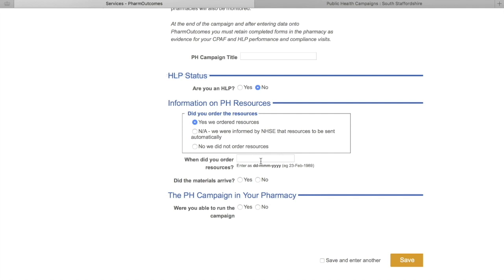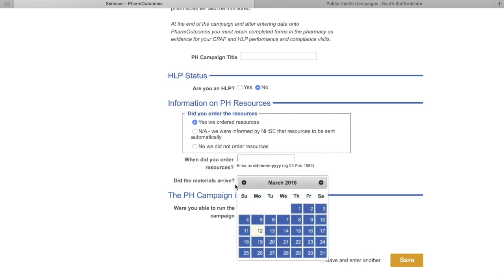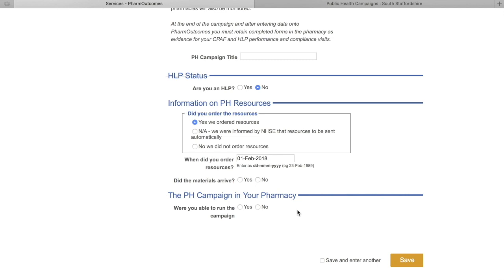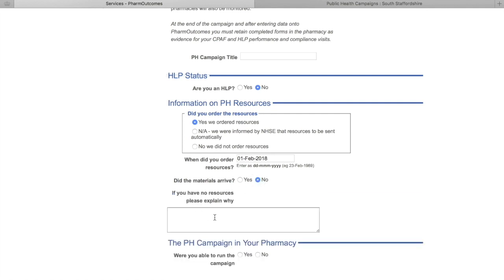If you can't remember the exact date, you might know roughly when you ordered them. So if it was towards the beginning of February, say, then you could go on and pop the date into there. And then the question asks, did the materials arrive? Yes or no? If no, then if you've got a reason, it might be despite repeated emails, nothing arrived, just as an example.